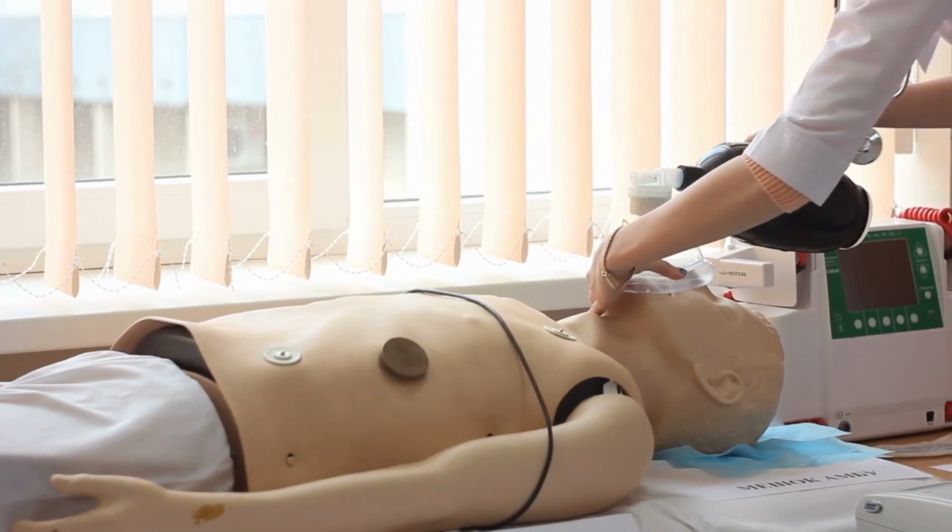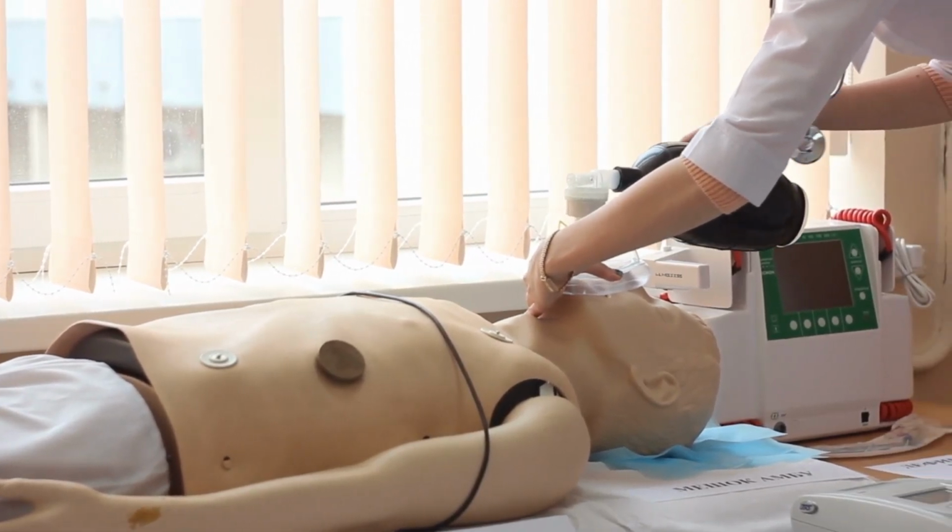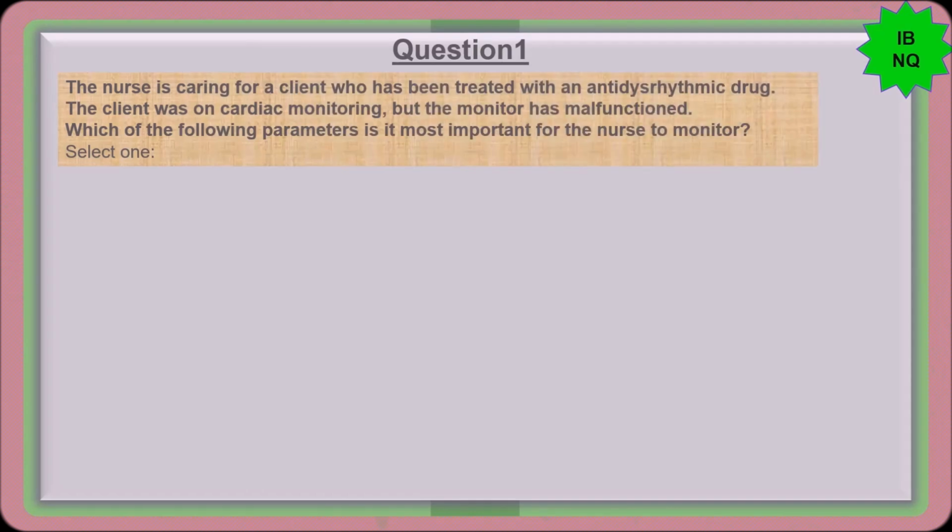Today we'll be diving into some critical cardiac care questions that will help you ace the NCLEX. Let's get started. The nurse is caring for a client who has been treated with an antidysrhythmic drug. The client was on cardiac monitoring, but the monitor has malfunctioned. Which of the following parameters is it most important for the nurse to monitor?